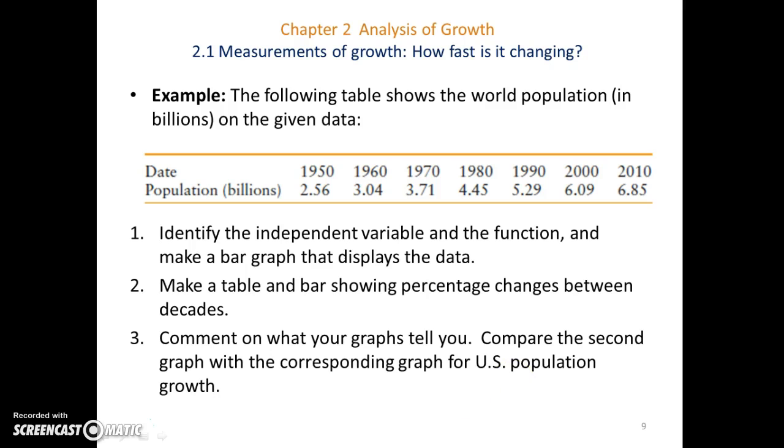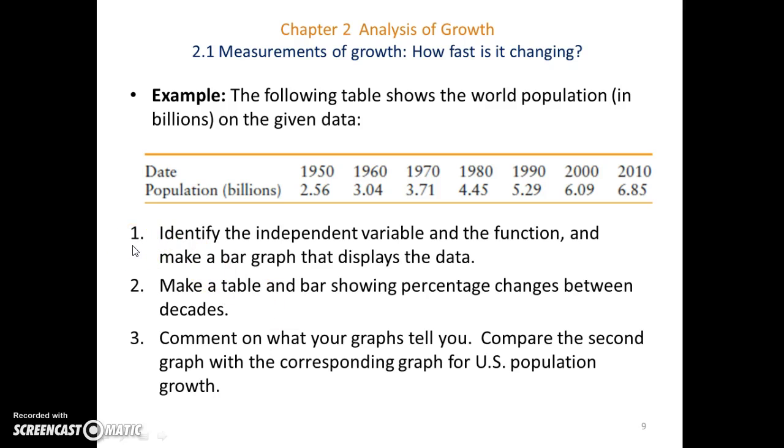The following table shows the world population in billions. The first row is the date, and the second row is population. This table is very similar to the previous table, except that the data is arranged in rows instead of columns.